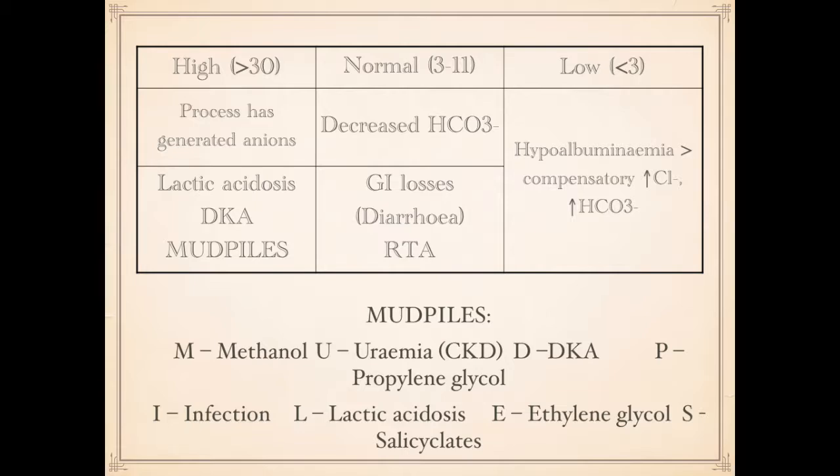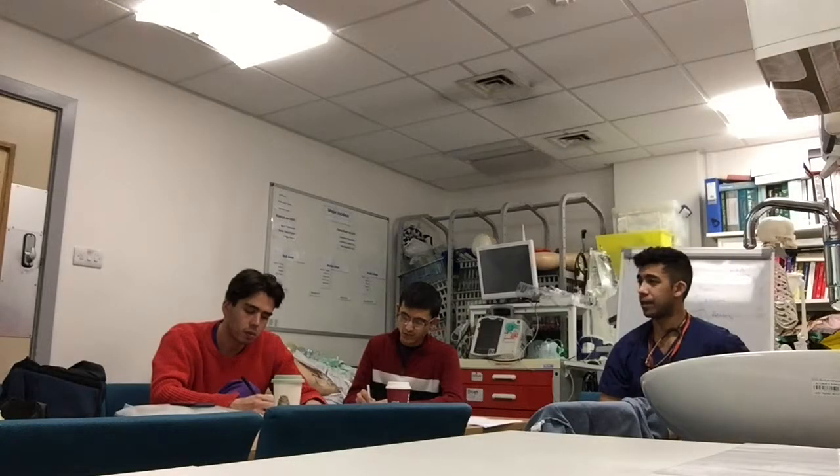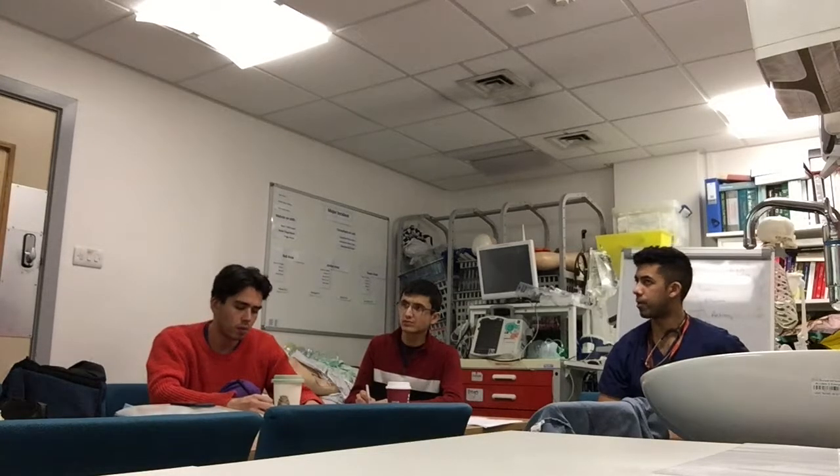Uremia is what we discussed before, and this is why I want to give you a point with AKI potentially. That's the underpinning reason. DKA obviously. Infection, which we talked about with sepsis, lactic acidosis, again related to that. And salicylates, like I said, you get respiratory alkalosis and metabolic acidosis. Has everyone got that jotted down? Okay. Any questions about any of that?